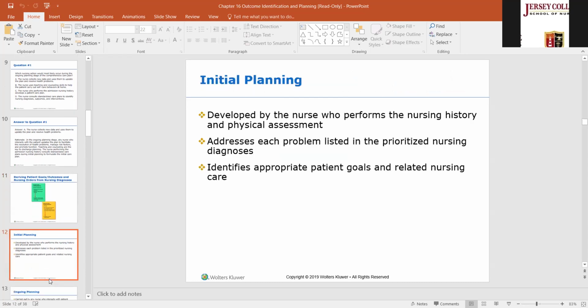So again, the initial planning is going to be developed by the nurse that performs the history and physical assessment. We identify the problems listed in the prioritized nursing diagnosis. We identify the appropriate patient goals related to nursing care.